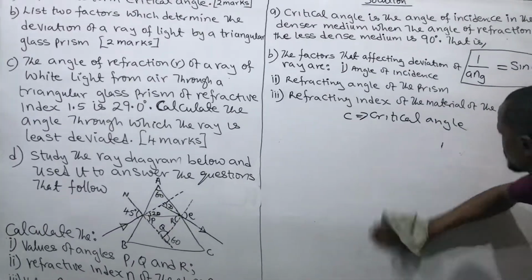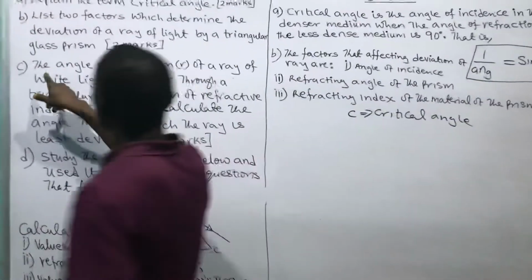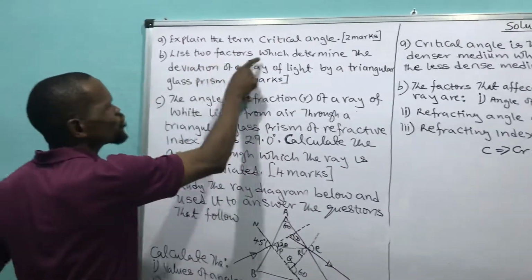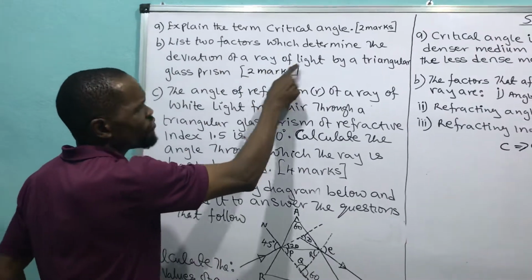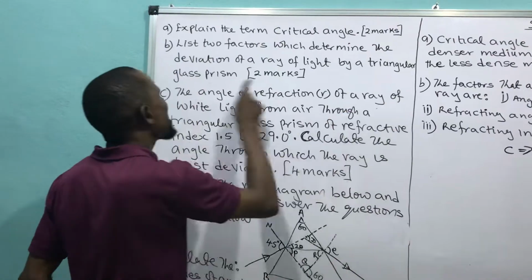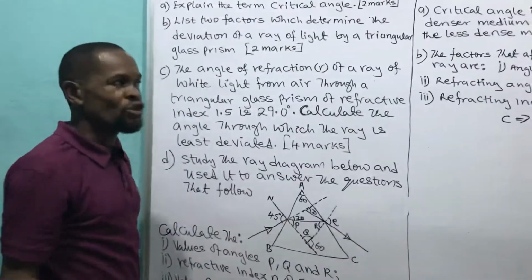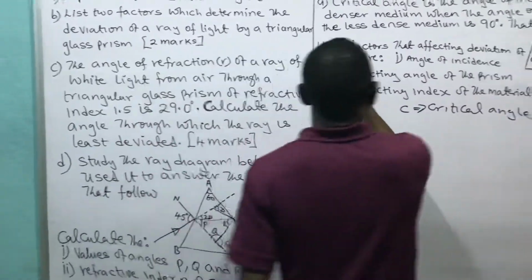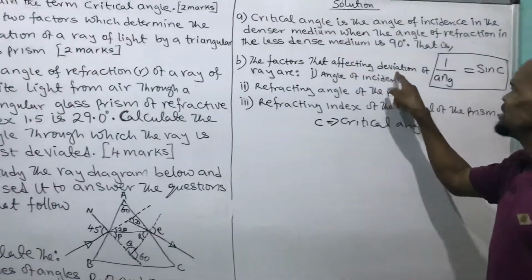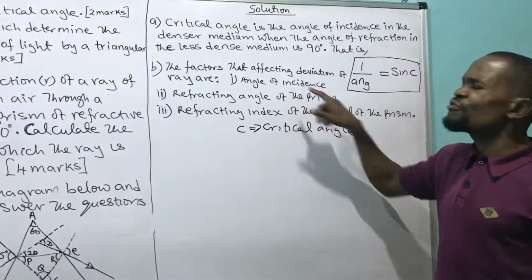What's the next question? The next question asked what are the two factors which determine the deviation of a ray of light by a triangular glass prism. We should list the factors. The factors that affect deviation of a ray are, number one, angle of incidence.